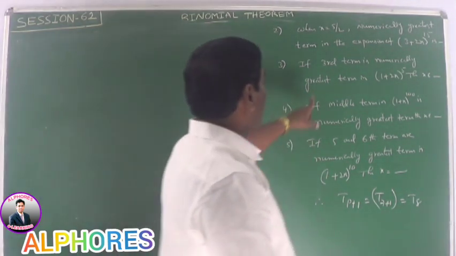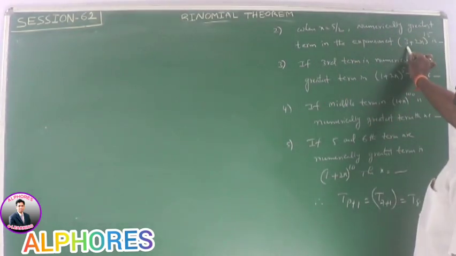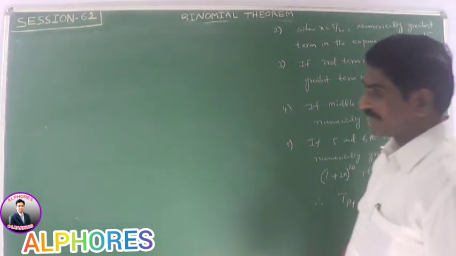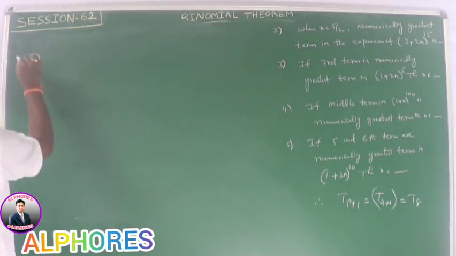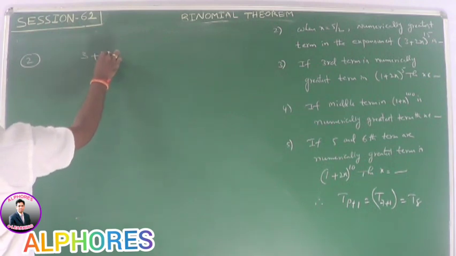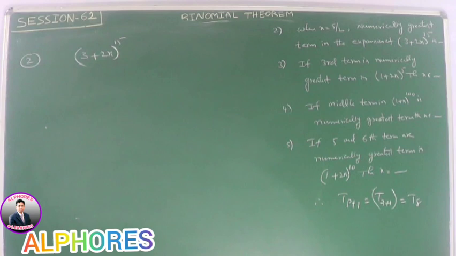When x is equal to 5 by 2, the numerically greatest term in the expansion of 3 plus 2x whole power 15 is dash. Here the given binomial is 3 plus 2x whole power 15. It is not in a standard form. So first we reduce it to the form 1 plus x whole power n.